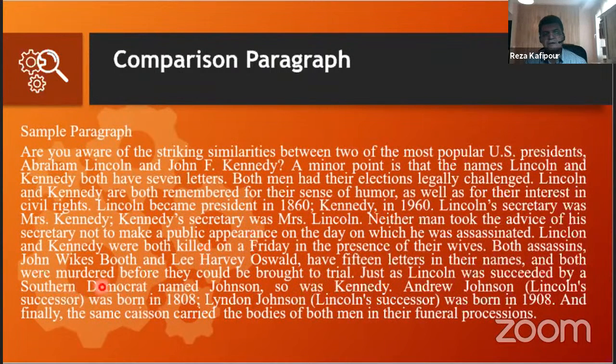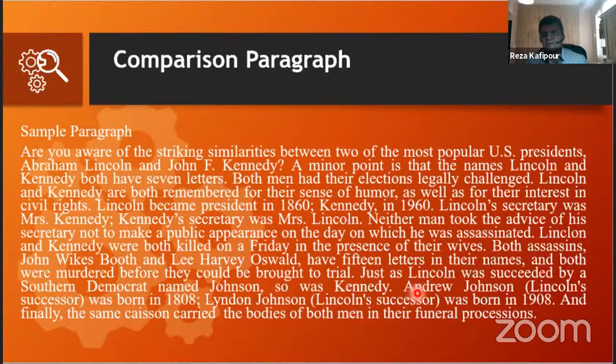And both were murdered before they could be brought to trial. Again, using both to show comparison based on this point that none of them could be brought to trial before being murdered. Another major supporting sentence, just as Lincoln was succeeded by a Southern Democrat named Johnson, so was Kennedy, using just as, so a structure as we explained before.